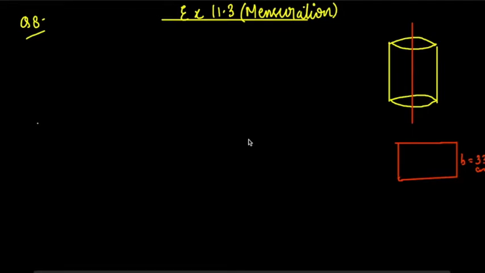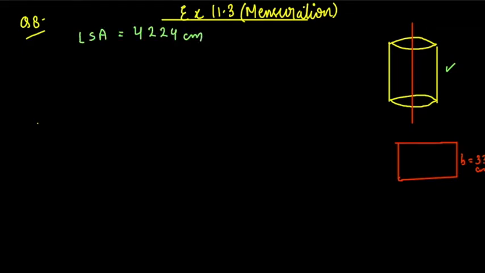In today's session, we will finish exercise 11.3 with the last three questions 8, 9 and 10. So let's see question number 8. The lateral surface area of a hollow cylinder is given here. You can see there is a cylinder given and its LSA is given as 4224 centimeters square.